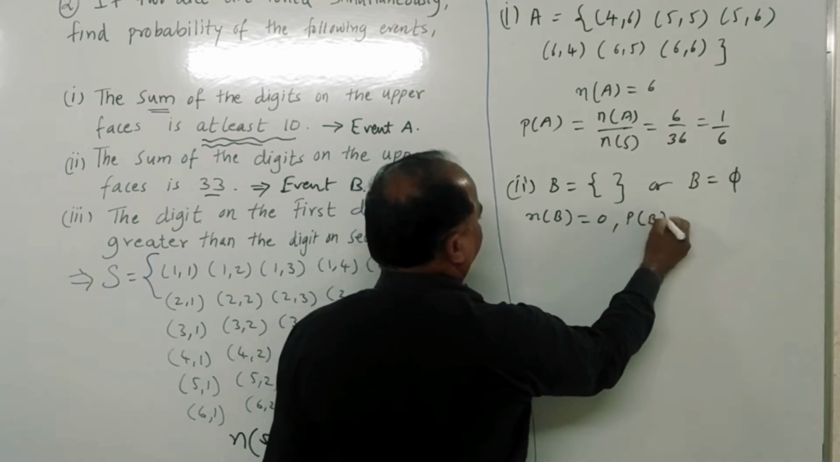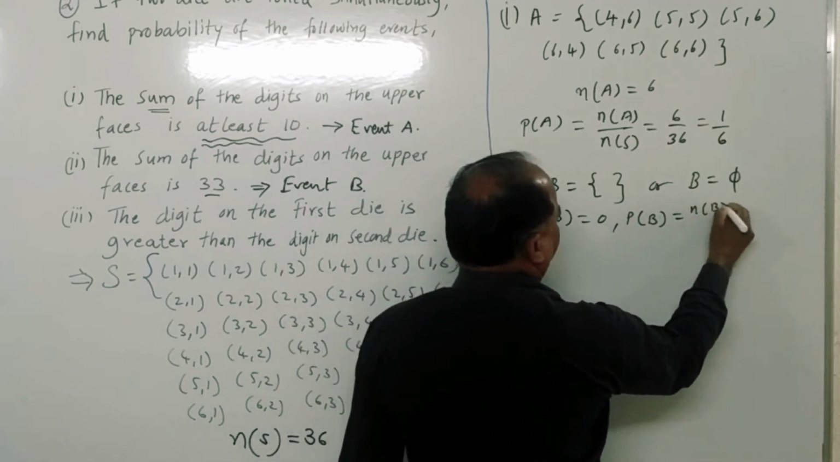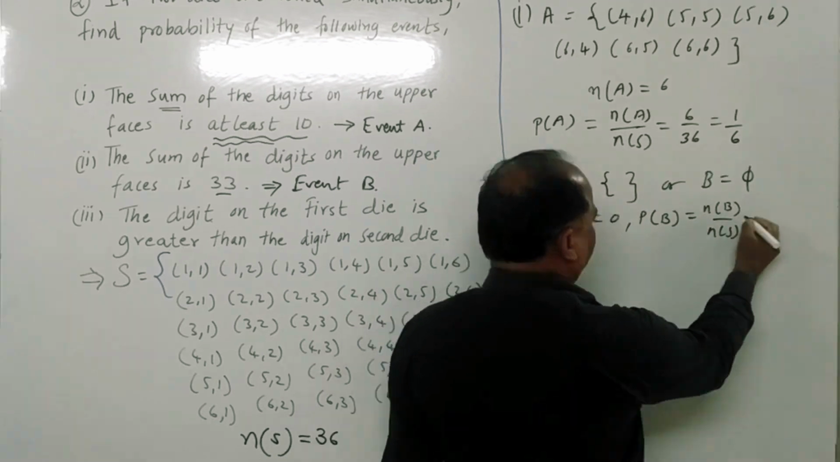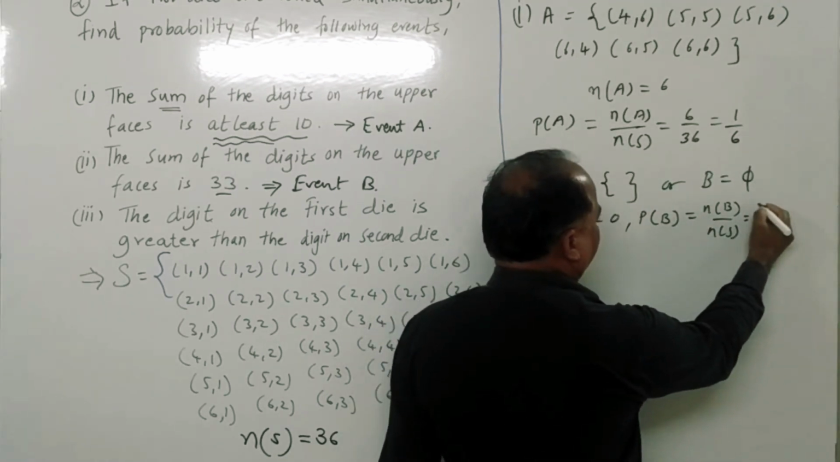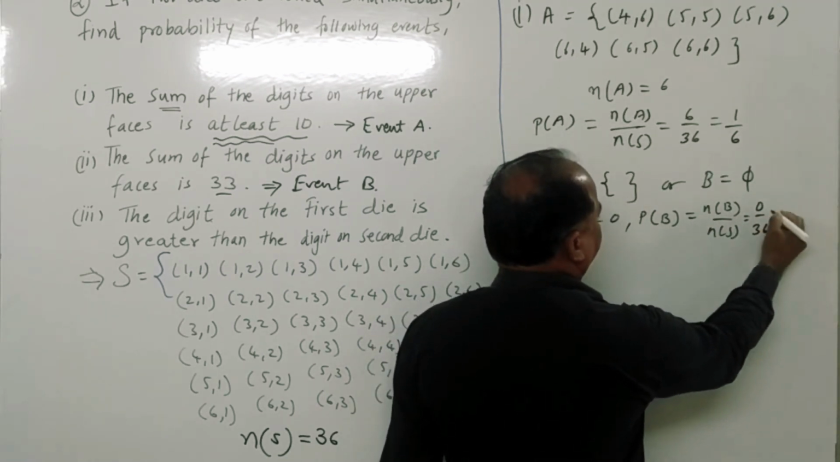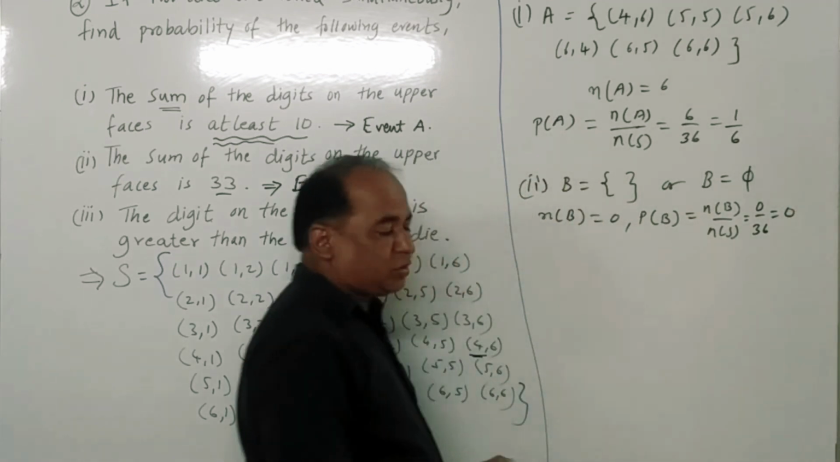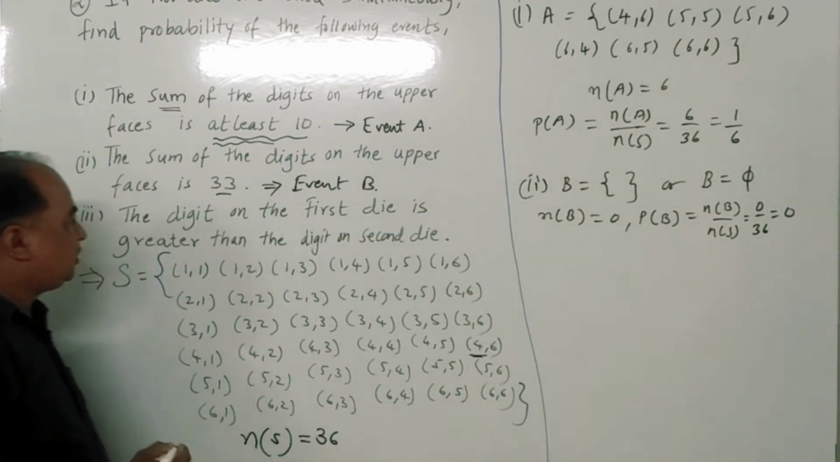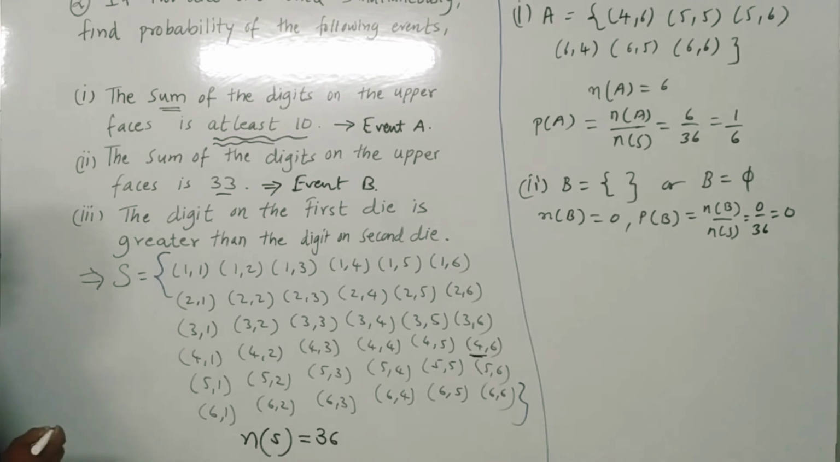So the number of elements in B is equal to 0. So the probability of B is equal to NB upon NS, which is 0 upon 36, which is equal to 0. Probability of B is 0, that the sum of the uppermost digits is 33.